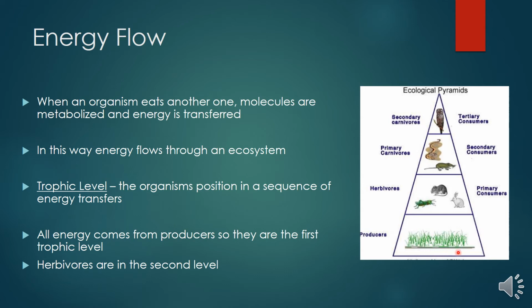And then as energy flows upward, it's eaten by herbivores. These are the second trophic level. As those guys are eaten, that's the third trophic level. And then as those guys are eaten, it goes up to the 4th trophic level. We usually don't see anything higher than 3 or 4 trophic levels. And we're going to talk about why in a couple slides.